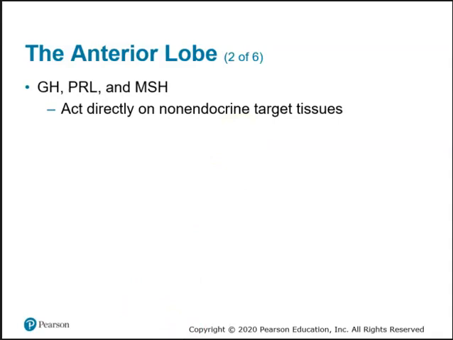A really good way, a nice mnemonic to help you remember some of the major hormones secreted by the anterior lobe is FLAT PIG. So F, L, A, T, P, P, I, G.